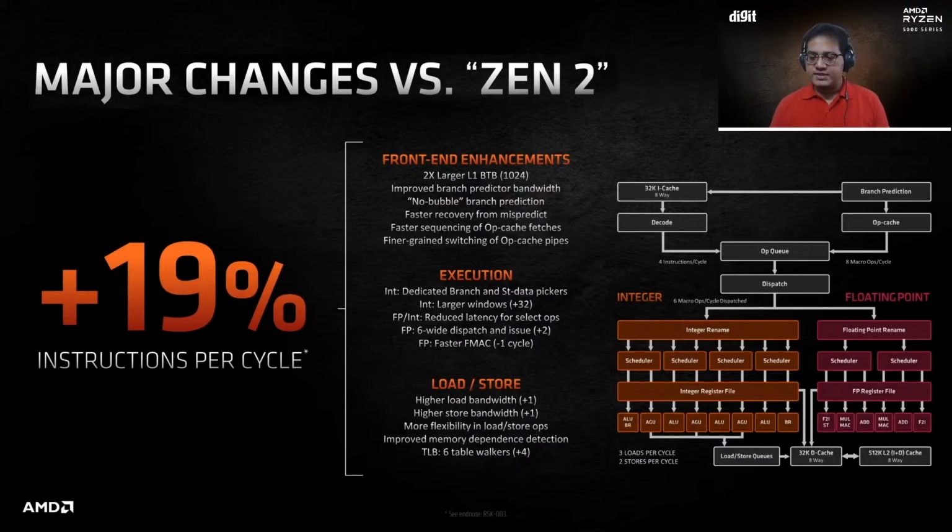IPC, along with frequency, is what determines the performance of your processor. So when you combine high IPC along with high frequency, you get much higher performance gains, and you'll see those in the slides to come. Before we do that, let's see how all of these changes that are listed over here have contributed to the overall performance gain.